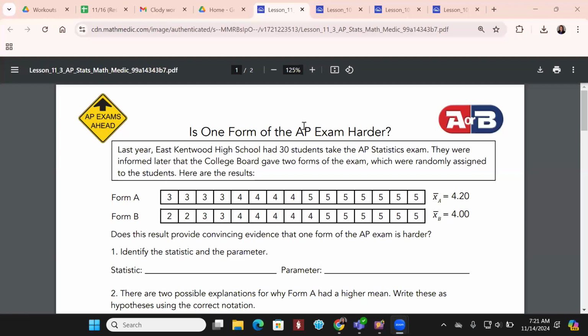So this is actually a thing. This is a thing. Okay, is one form of the AP exam harder?